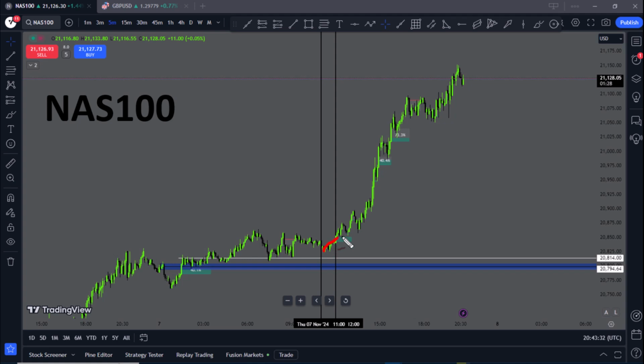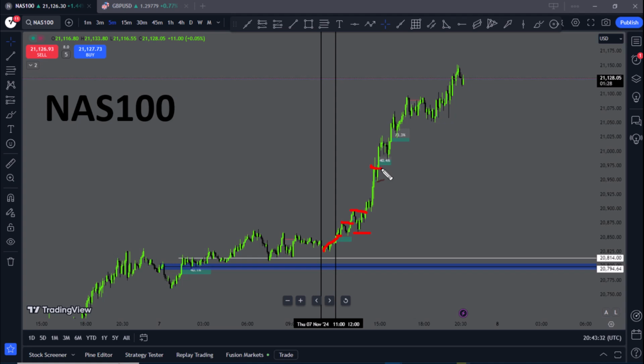price pulled back to this fair value gap, you could have gotten in. This right here was a break of structure, you could have gotten in with your stop loss here. Another break of structure right here, you could have gotten in with your stop loss here. So you see how simple it is. You could have gotten into this trade around this level right here with this fair value gap, 1, 2, 3. So that is the number of times you could have gotten into this trade.